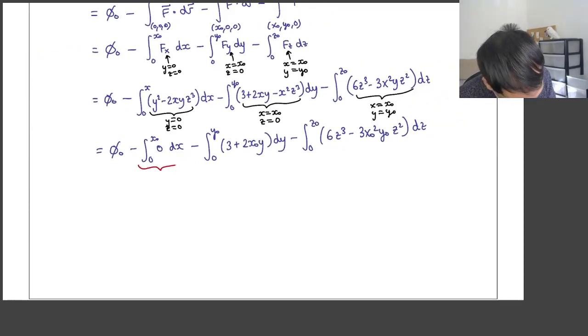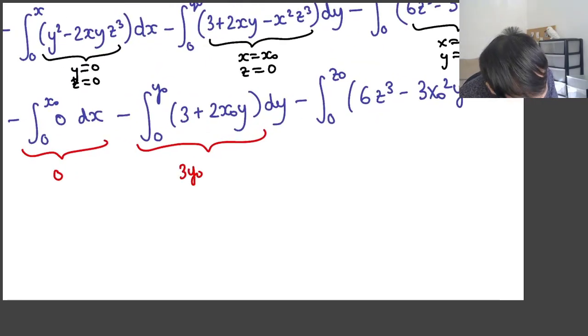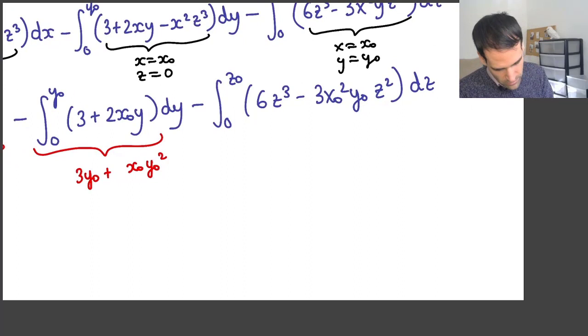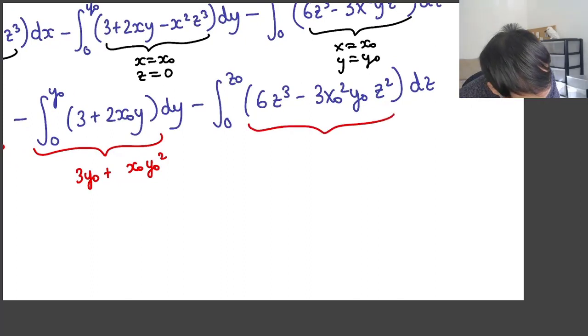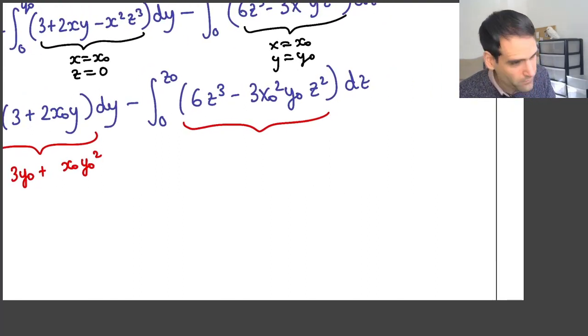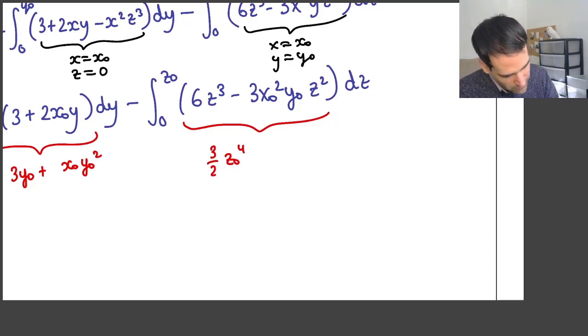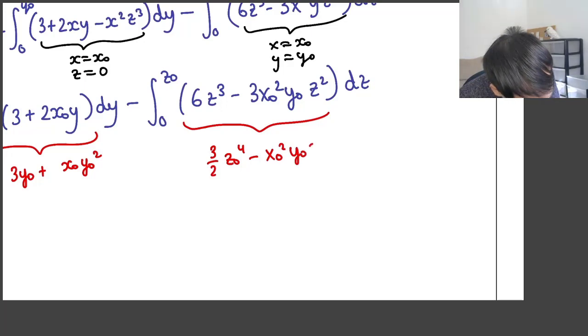So this integral is going to be 0. This integral is simply going to be 3y0 plus 2x0 y0 squared, without the 2, sorry. Yeah. And this integral is going to be 3/2 of z0 to the 4th. Yeah, so that when we multiply by 4, we end up with 6, minus 3 over 3, which is 1, x0 squared y0 z cubed.